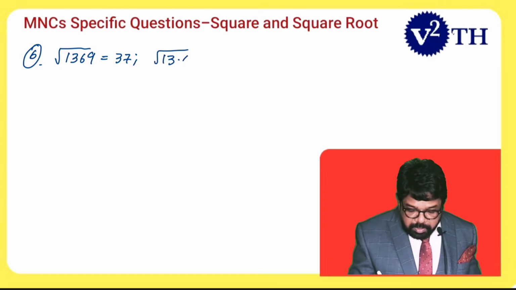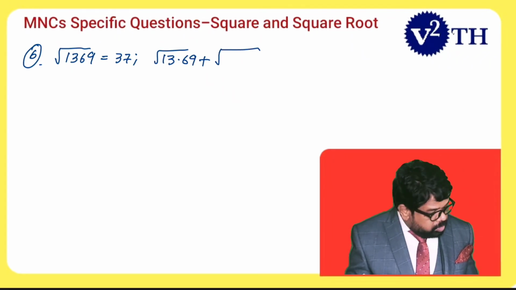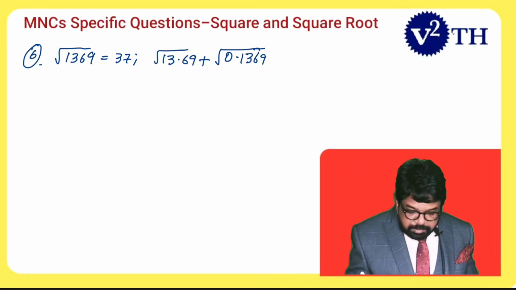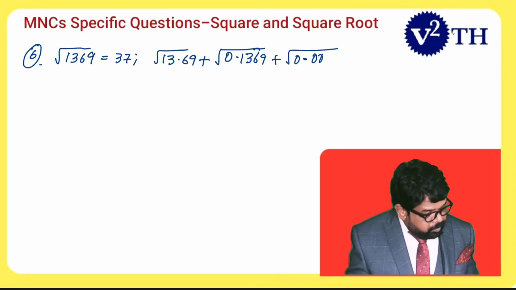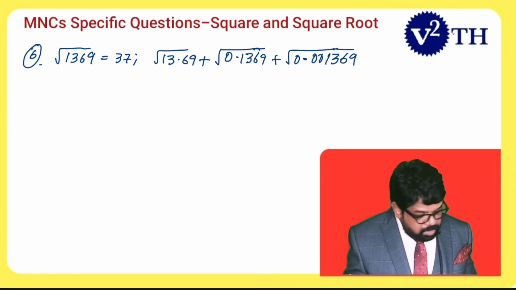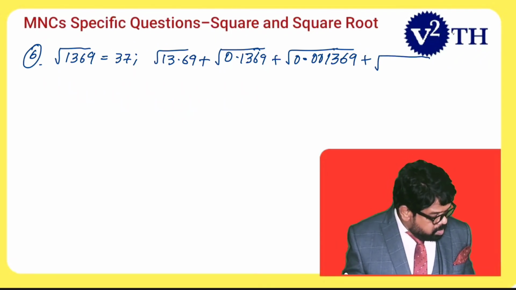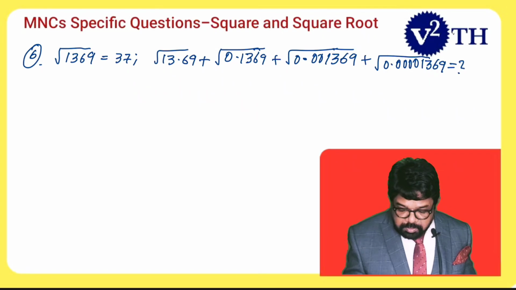Square root of 13.69 plus square root of 0.1369 plus square root of 0.001369. So what is the plus? One more is there, square root of again 0.00001369. What is the value of this?